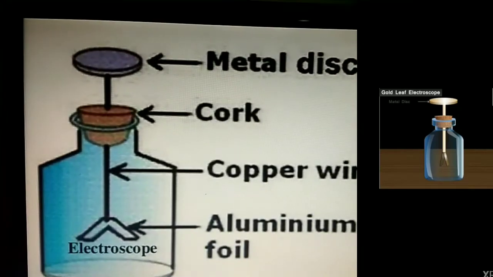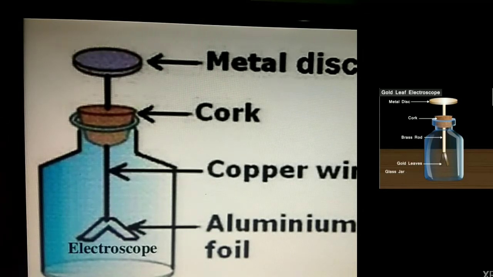How can you say that the objects are electrified by the process of electrification? That means when you rub two objects against each other, the transfer of charges, that is electrons, takes place. How can you know they are electrified or not? We test with a gold leaf electroscope.